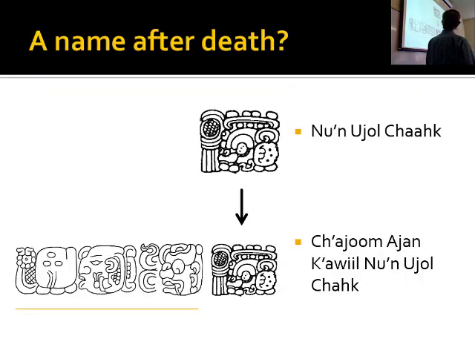We know that when a Maya king dies, he may also get a second name, reflecting your role in the afterlife. So Nunu Holchak, Nun is a problematic gloss, probably mute or perhaps silent or rapt. But then you have Hol, the head of Chak. So Nun is the head of Chak. So that's his main accession name.